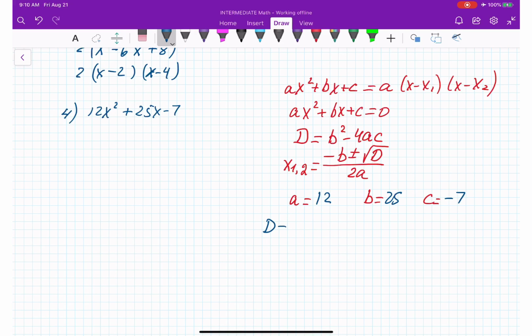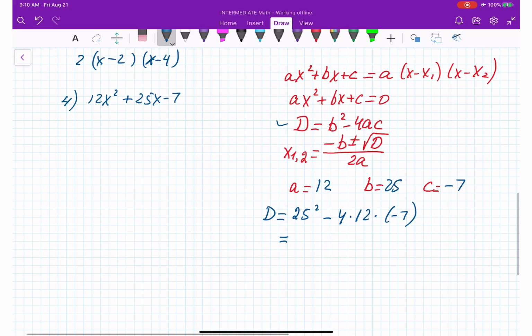Discriminant is equal to b squared, which is going to be 25 squared, minus 4ac. Minus 4 times a is 12, c is negative 7. Okay, 25 squared is 625. There is a very easy way to square 25, and I explained that in the math tricks video on the intermediate math channel. So you can go back and look.